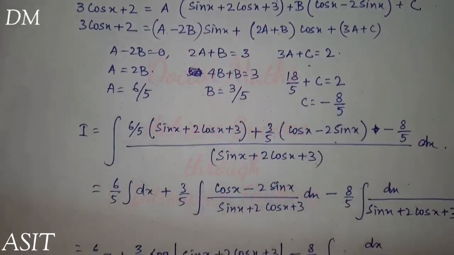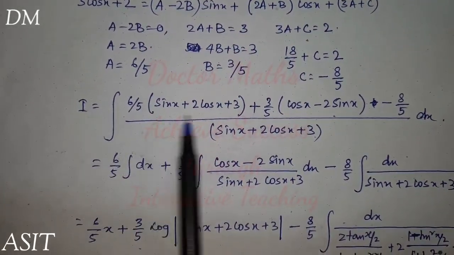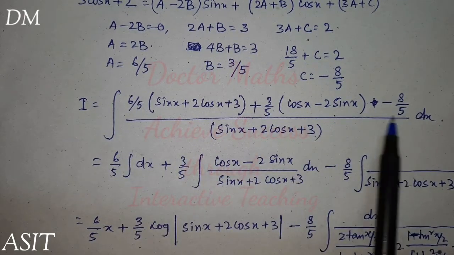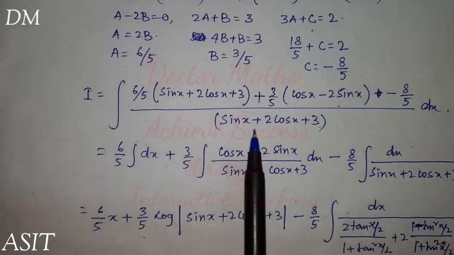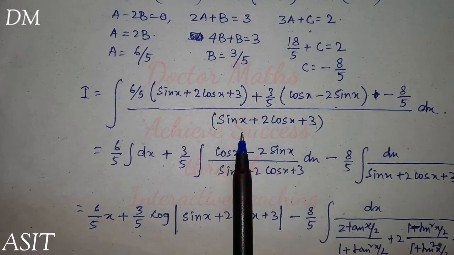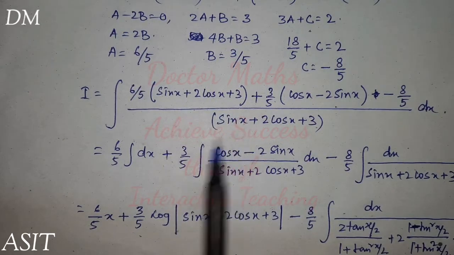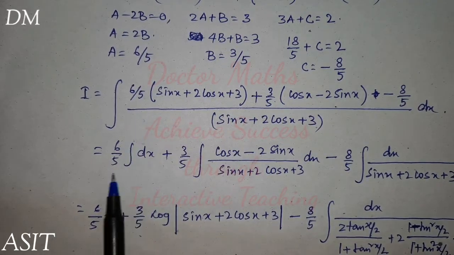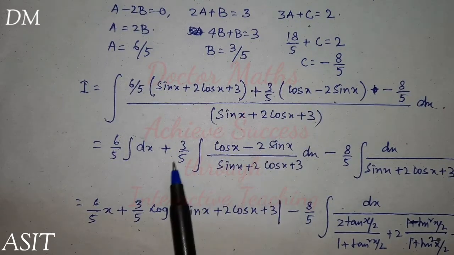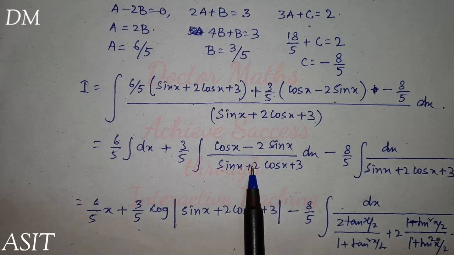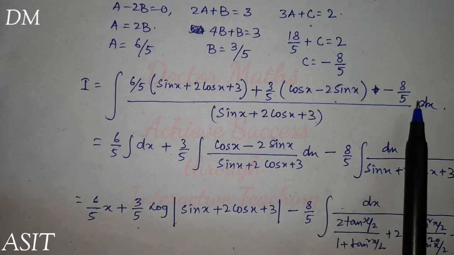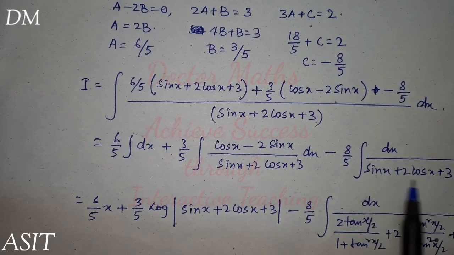We can see that the numerator is changed like this. Now after that I will distribute the denominator. If I distribute, first of all it will be 1, so integration of 6 by 5 dx, then it will be f dash x by fx, so 3 by 5 f dash x by fx, and with the constant term nothing to do, minus 8 by 5 dx by this.